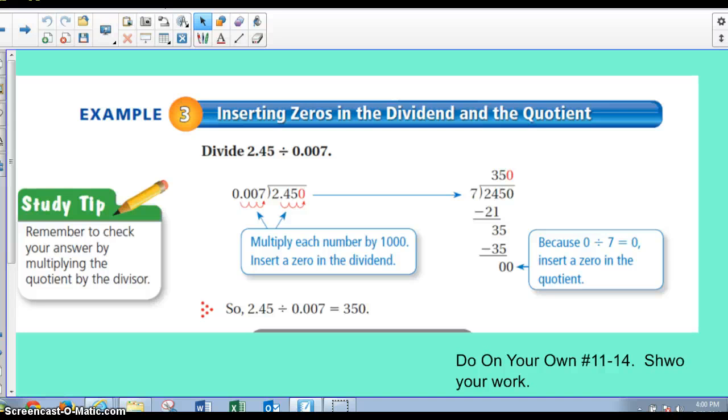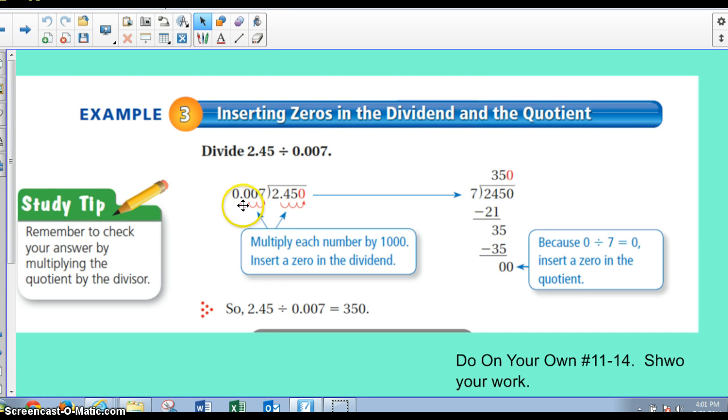Example 3. Inserting zeros in the dividend and the quotient. This one's a little trickier, but it'll make sense at the end. Take a look at this problem. It's 2.45 divided by 0.007.